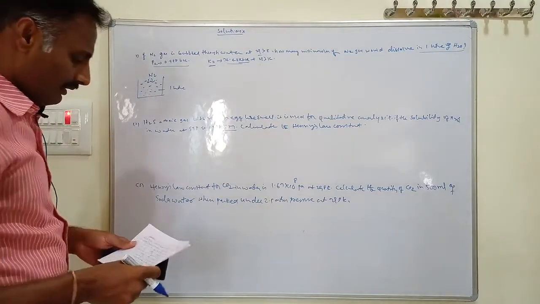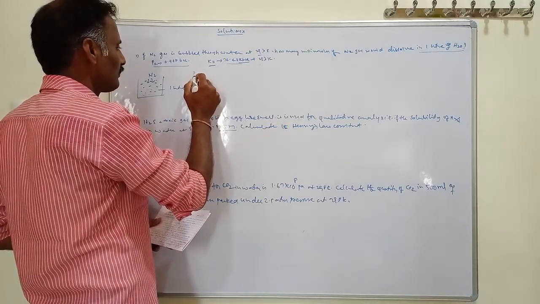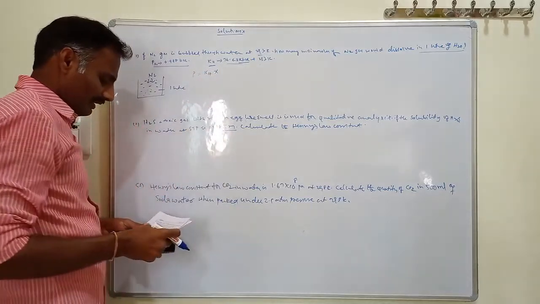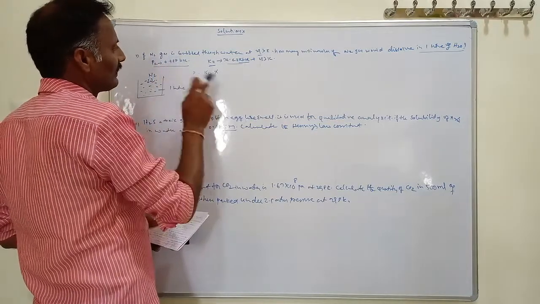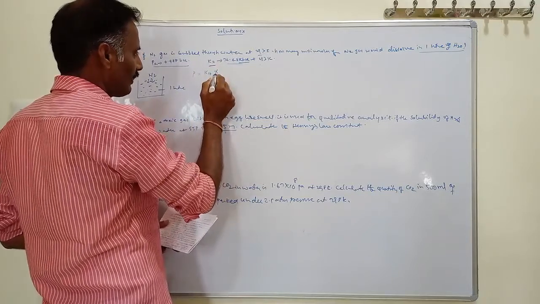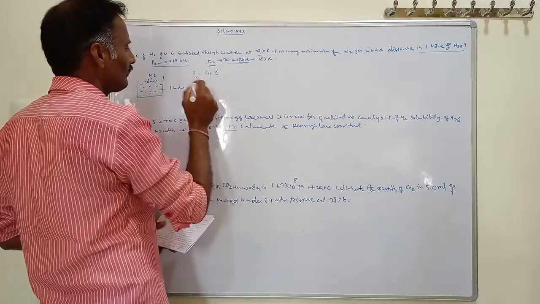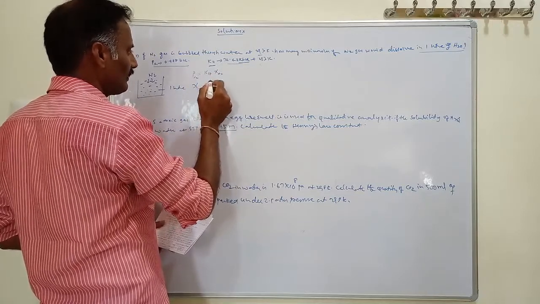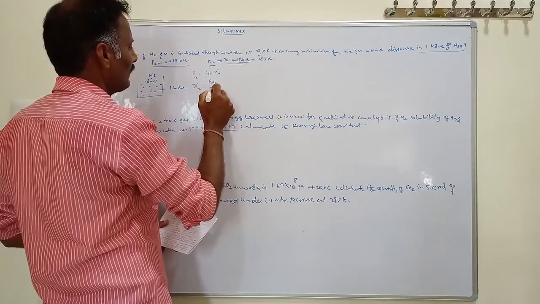Then we know that according to Henry's law, partial pressure is equal to kH into x. Here P is given, P is 0.987, and kH value is given, 76.48. Then we are finding the mole fraction of N2. This is the partial pressure of N2, and this is the mole fraction of N2. Mole fraction of N2 equals partial pressure of N2 divided by kH.